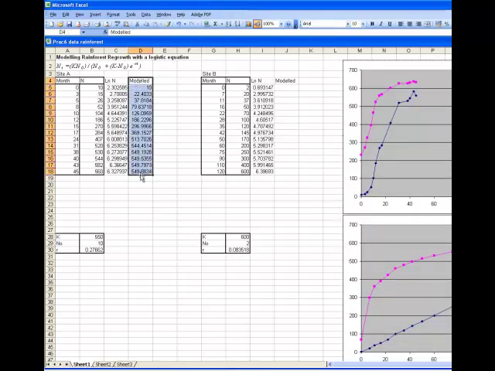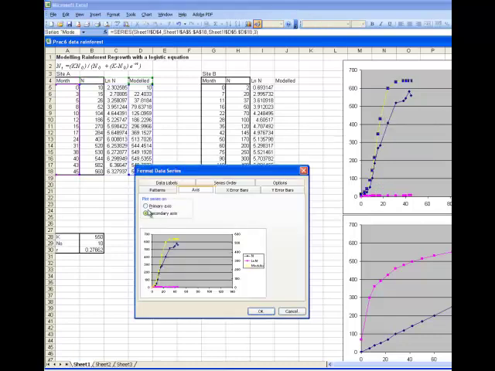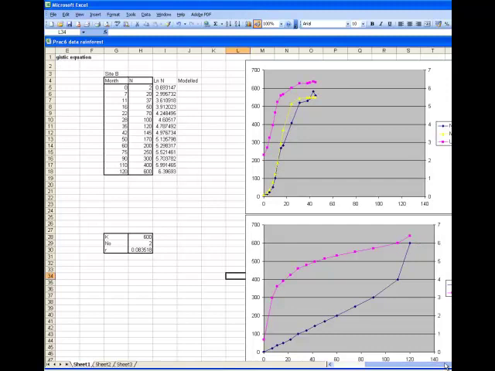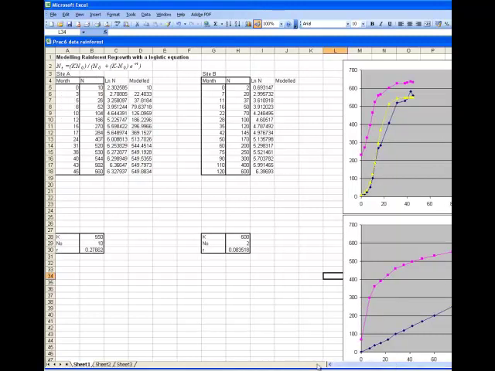Model data, drop that onto our graph. It's plotted itself on the secondary axis and we want it on the primary axis. Okay, so the yellow line is the model data, it says in the legend, and the blue line is observed data n. You can see how well they fit.